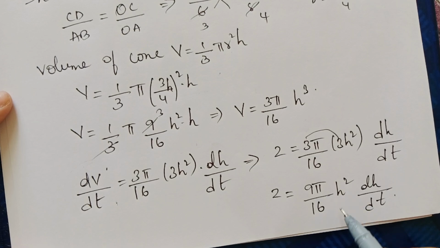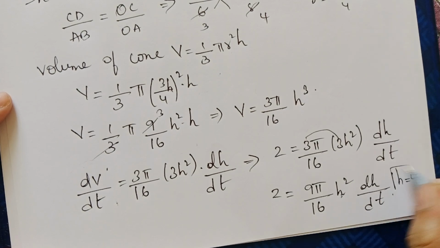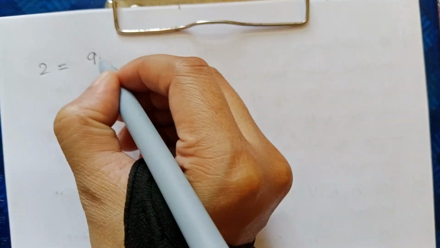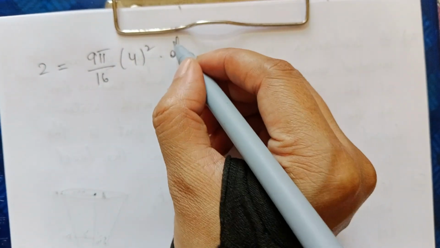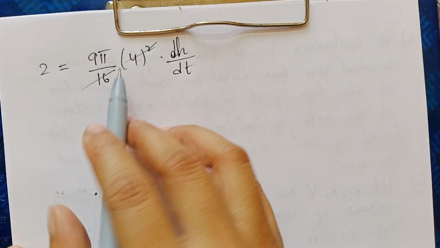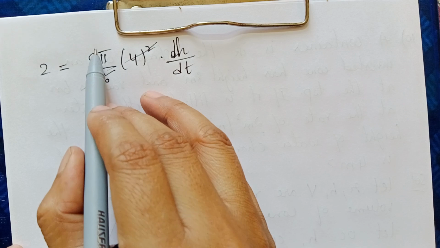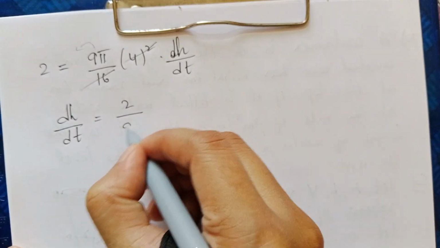Now substitute the value of h as 4 here, as it is given in the question: how fast is the height of the water changing when the level is 4 meters. So we should substitute h = 4 in this equation. We will get 2 = 9π/16 into 4² into dh/dt. So the 4 squares get cancelled, and we are left with 9π/2. This 9π comes here, so dh/dt = 2/(9π).